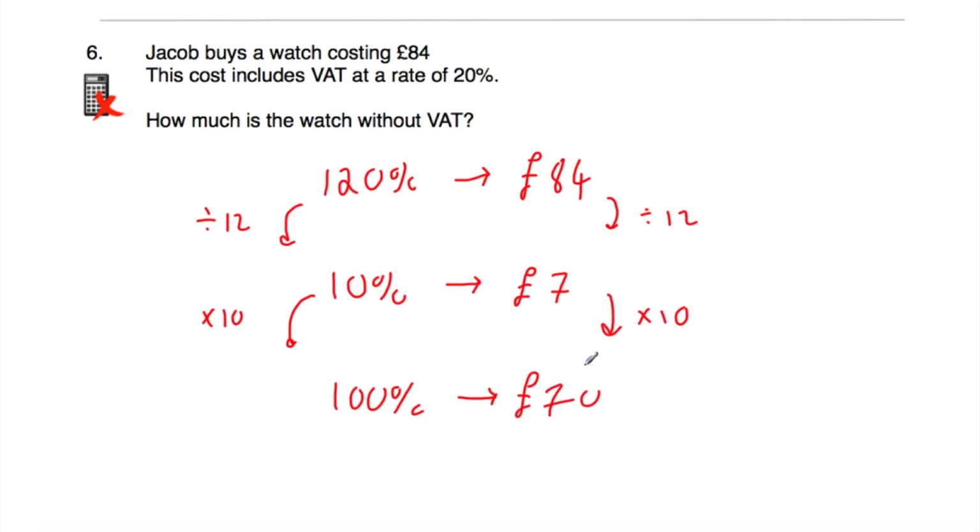And well, let's just check that. If we increase that by 20%, but 10% is £7, 20% would be £14, and then if you added that on, you'd get £84. So that's it. So how much is the watch without VAT?